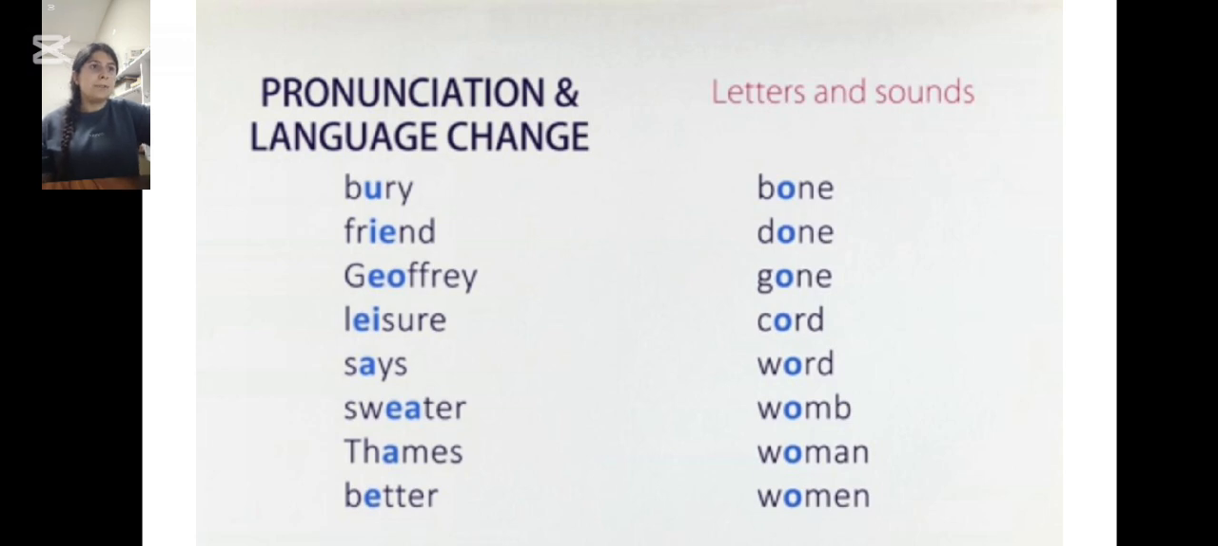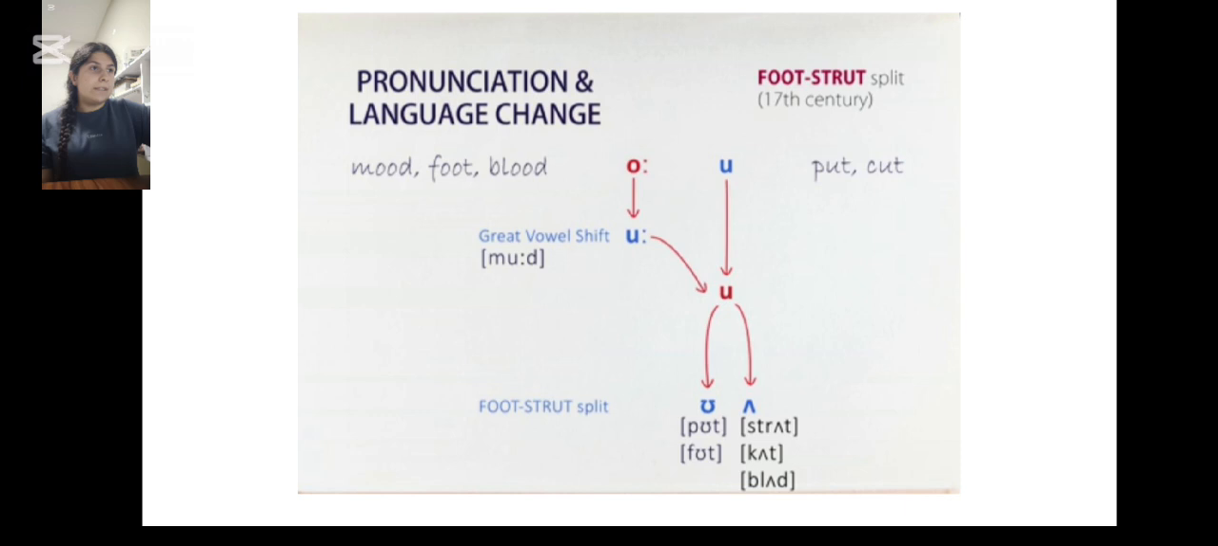Then there is the foot-strut split, which began in the 17th century. For example, before it was pronounced in words like mud, blood, and put and could in the same way. But it changed with time and it started to be put, foot, and strut, cut, and blood. So all of them are the foot-strut vowels. So we can see the pronunciation has also changed with centuries.